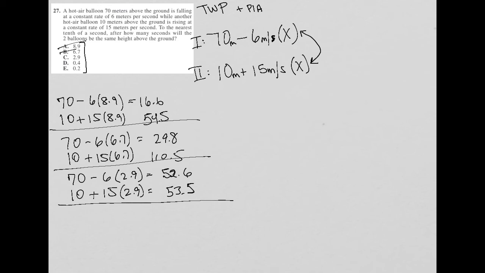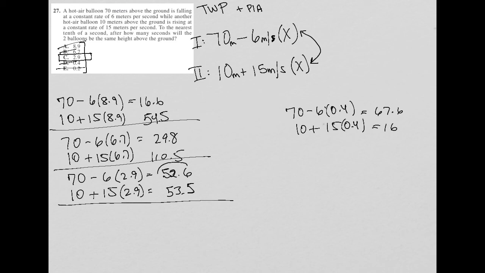So let's try these last two. So 70 minus 6 times 0.4, which means it's only gone down to 67.6. And 10 plus 15 times 0.4. It's not going to be anywhere close to what I need it to be. That's only going to be 16, so that's definitely out. And then 0.2 is even smaller than that, so that's also going to be out. You could try that on your own, but that'll also be out. So 2.9 seems to be the best answer here.